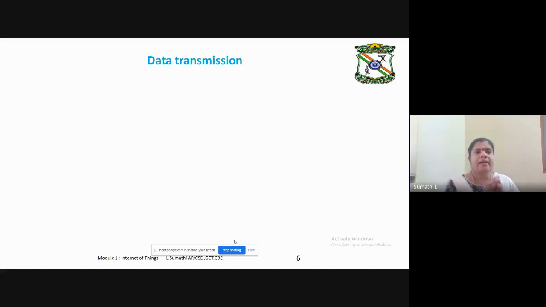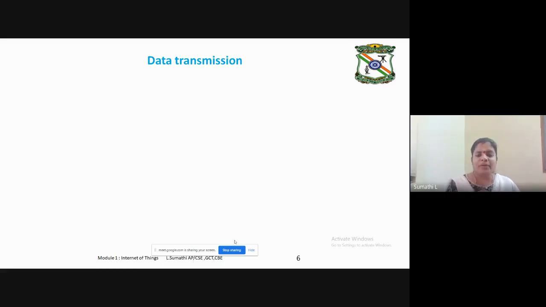Now I have a digital signal which is ready for transmission. How to transmit? When you want to transmit, you have to think about two things. The first is how to transmit, and through which channel I want to do this transmission.